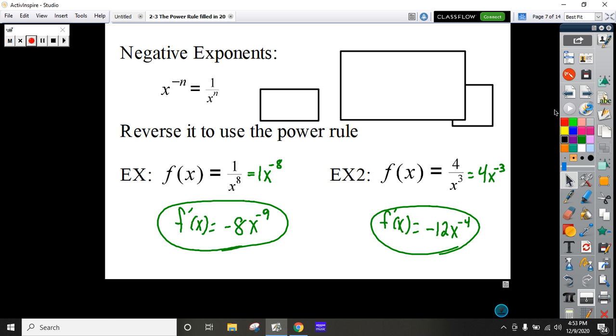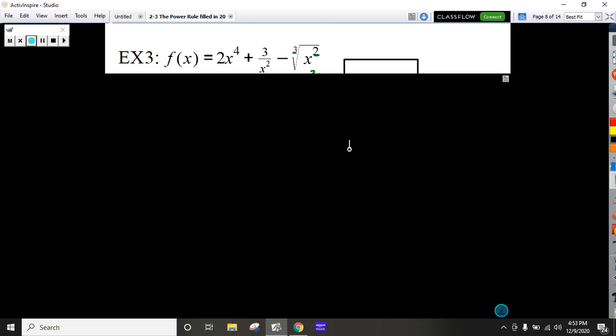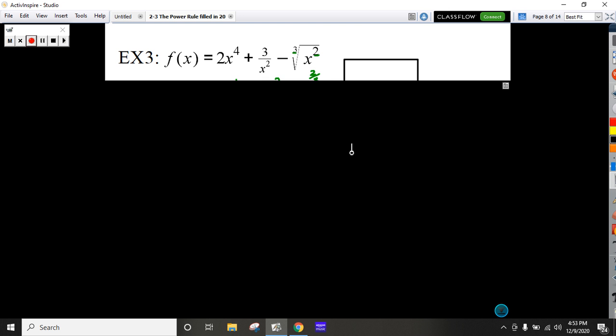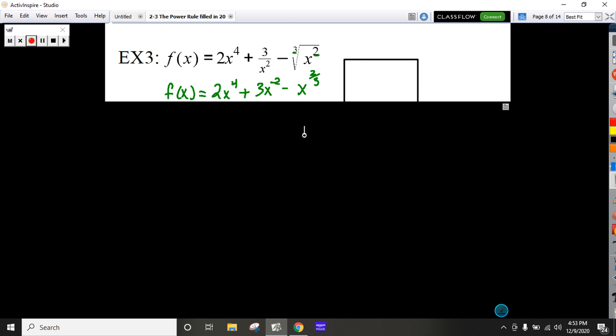Okay, so let's do another example where we kind of combine everything. So, 2x to the fourth was fine, so we're just going to leave that. But before we take the derivative, we need to switch this middle term to 3x to the negative second, and this last term to its fractional exponent. So here I took it and rewrote it. So 2x to the fourth didn't change, 3x to the negative second, so that we can use the power rule, and then this became x to the 2/3 power.